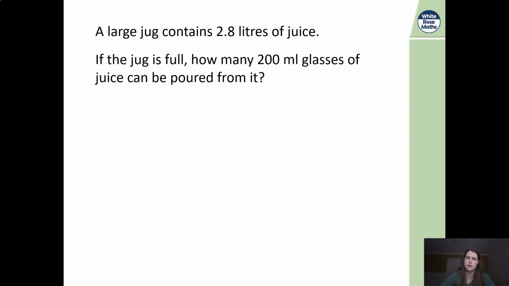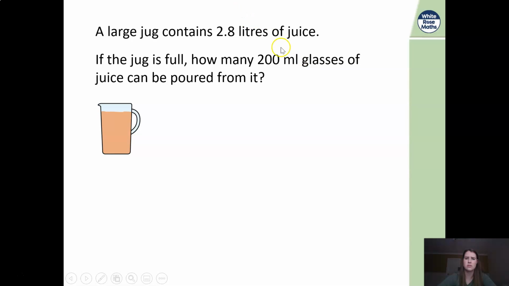Now, let's make it a little bit more difficult for some of you. So a large jug contains 2.8 litres of juice. Now, if the jug is full, how many lots of 200 milliliter glasses of juice can then be poured from it? Okay, so let's think about what we know. Again, we've got 2.8 litres of juice in total, and we need to see how many glasses that can fit 200 milliliters of juice in can be poured from it.